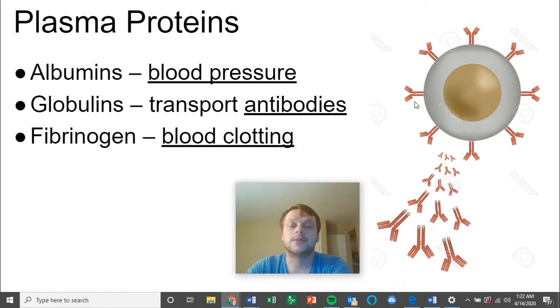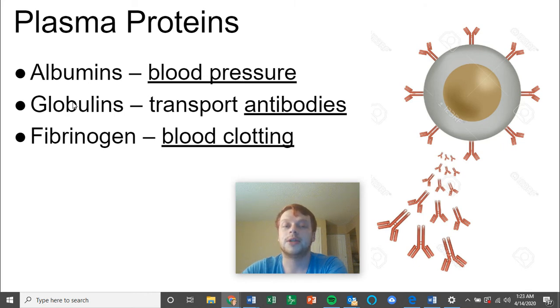When we're talking about plasma proteins, these are the ones that are located in that plasma fluid. You have three major categories. The first are the albumins. These ones help to regulate blood pressure. So if you've ever gone to the doctor and they've used a blood pressure cuff on you, the albumins are responsible for helping to increase or decrease blood pressure.